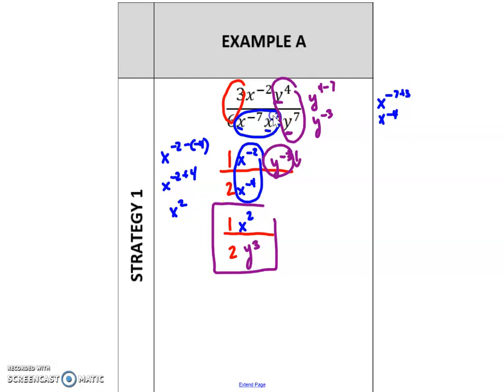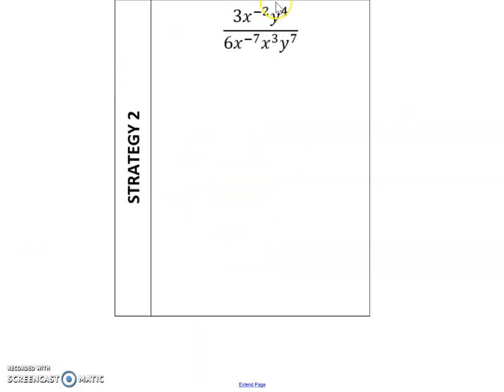So I did my product, quotient, then I did quotient and simplified. Let's look at another way, okay? I always still want to start with those constants. Let's just always simplify that right away.